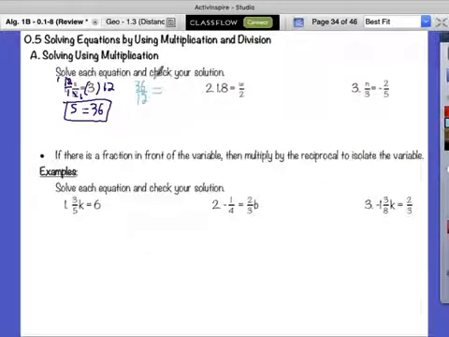36 divided by 12 equals 3. Remember I did the inflection there. Okay? What is 36 divided by 12? It is 3. And 3 equals 3. Boom, it checks out.